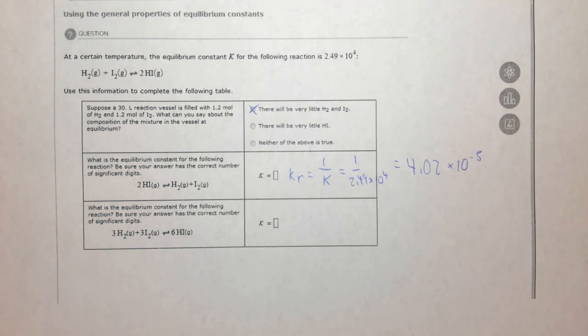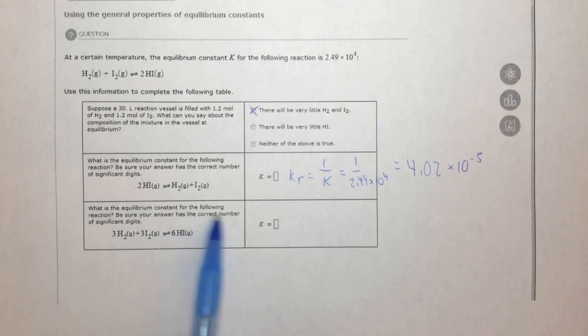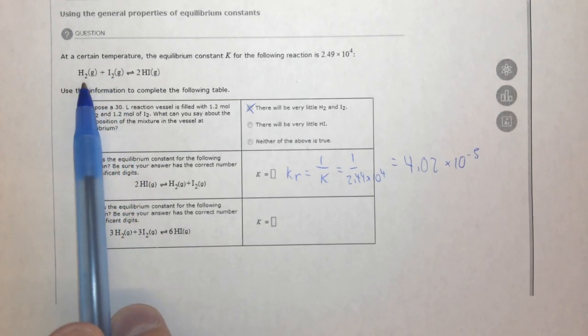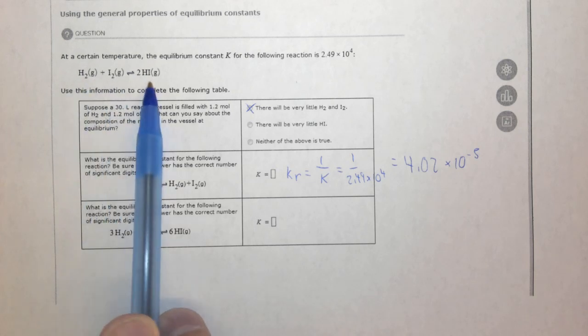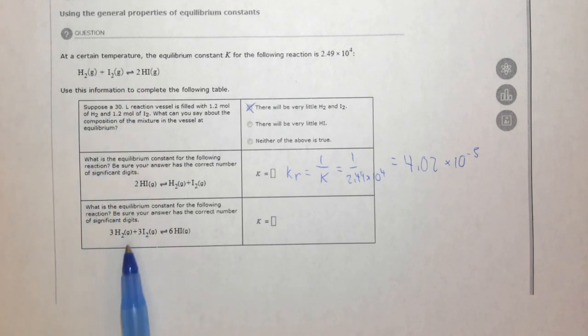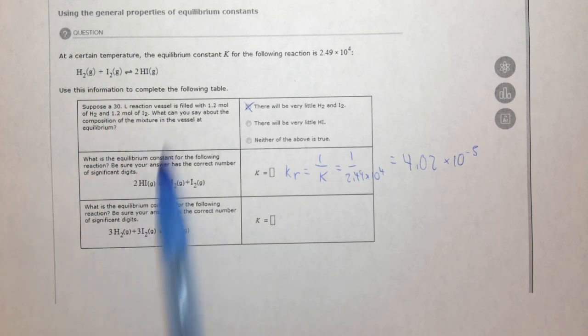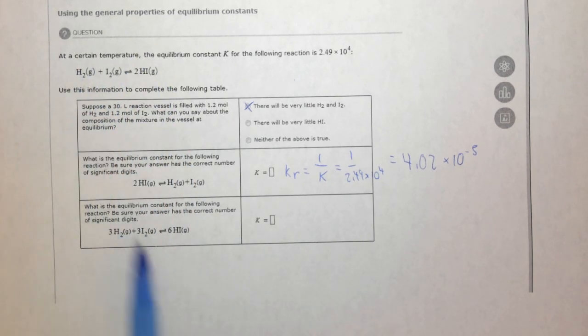In the last question, it says, what is the equilibrium constant for the following reaction? And then, again, the sig figs need to be correct. Again, we need to compare. In this case, we have hydrogen plus iodine yields 2HI. In this case, we have 3 hydrogen plus 3 iodine equals 6HI. So essentially, we have a triple reaction. So we have 3 of them occurring.